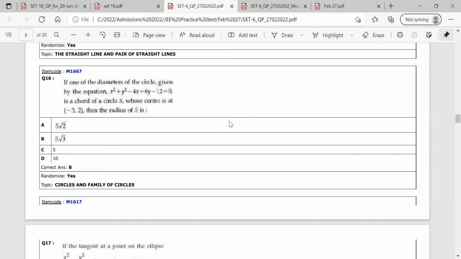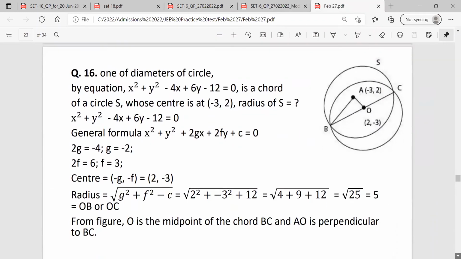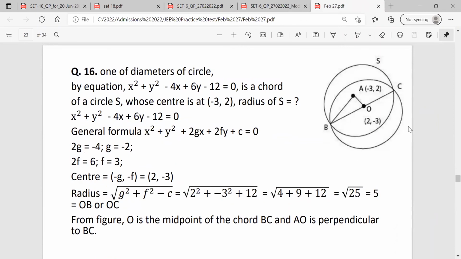So here we have two circles. The first circle's equation is given, and it is given that the diameter of one circle will be acting as a chord of another circle. The second circle is named S, and its center is given as (minus 3, 2). So we have to find the radius of the circle S. Let's see how we can solve this question. So here I have a diagram for this question.